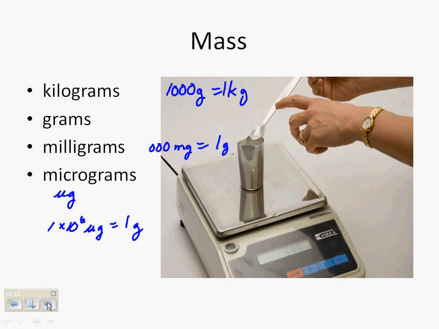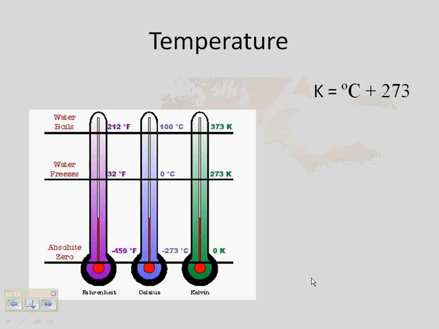Temperature. We need to be able to convert from one temperature scale to another. Of course, most of our weather measurements are in Fahrenheit, but in chemistry we're going to use degrees Celsius, usually in the lab, and then we'll need to convert to Kelvin when we do certain calculations. So to convert to Kelvin, you take your Celsius temperature and add 273.